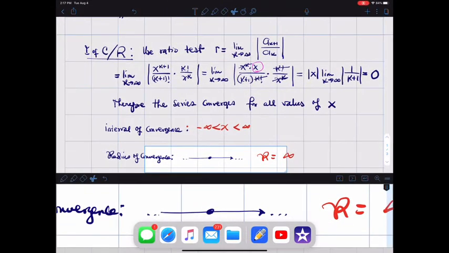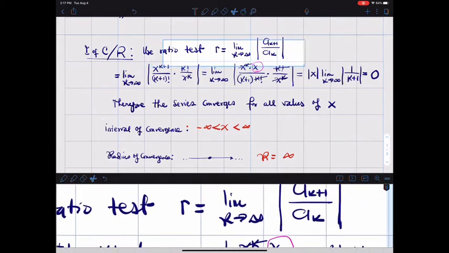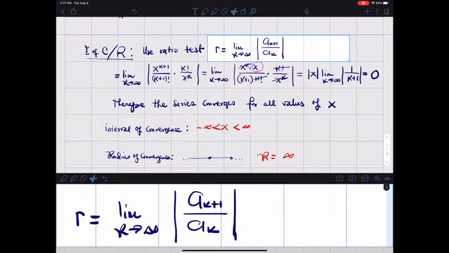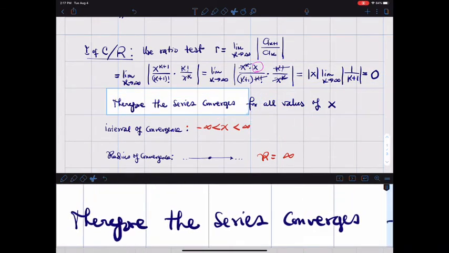And to get the interval of convergence and the radius of convergence, we just use the ratio test. Remember, the ratio test says that if we find our r, which is the limit as k goes to infinity of a k plus 1 over a k, and if our r is between 0 and 1, 1 not included, the series converges. And if our r is 1, the test is inconclusive. And if our r is greater than 1, the series diverges. In this case, the r is 0, less than 1. So the series converges for all values of x.